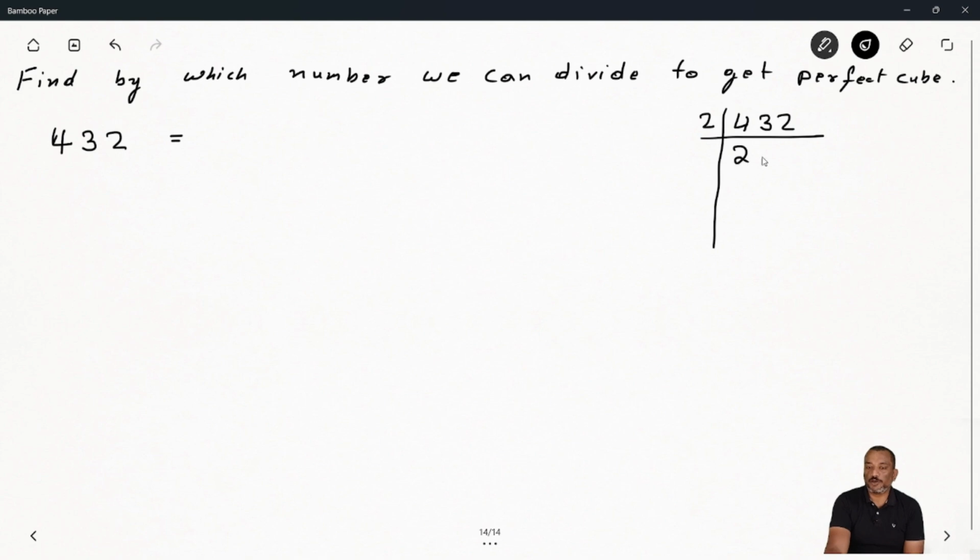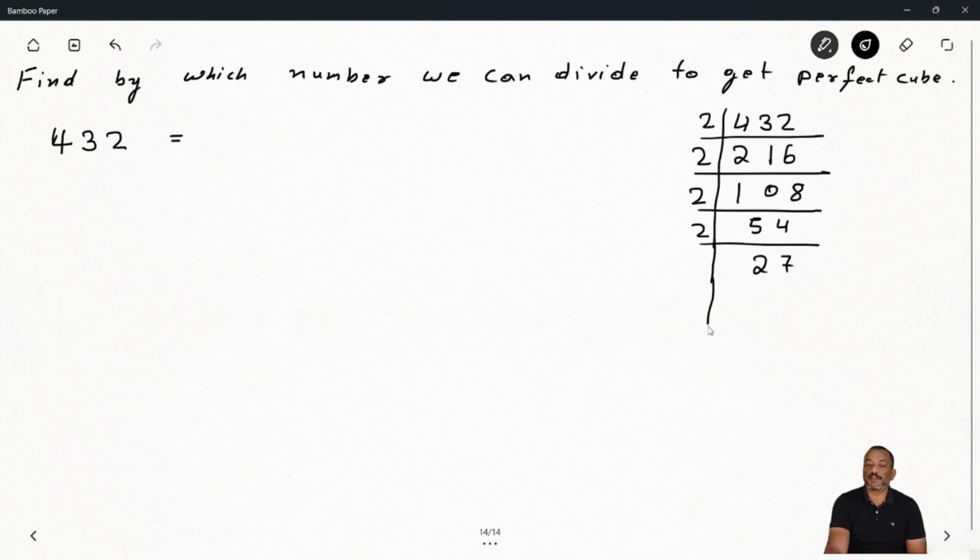So you will get 2 and 216. Again, you can go with the 2, so you will get 108. Again, you can go with the 2, so you will get 54. Now 54, again you can go with the 2, we will get 27, and 27 you can go with 3, so you will get 9, and 9 is 3 times 3. So you can write here all the factors.